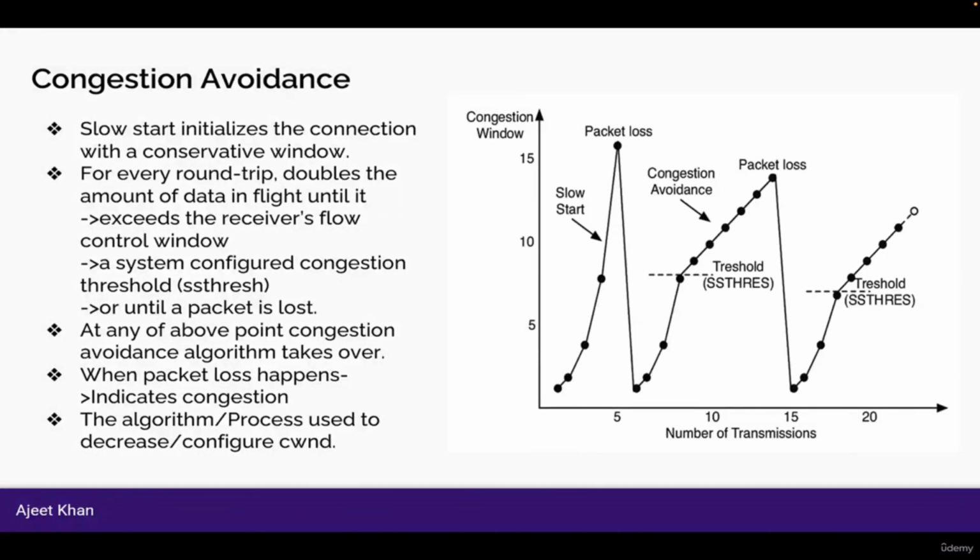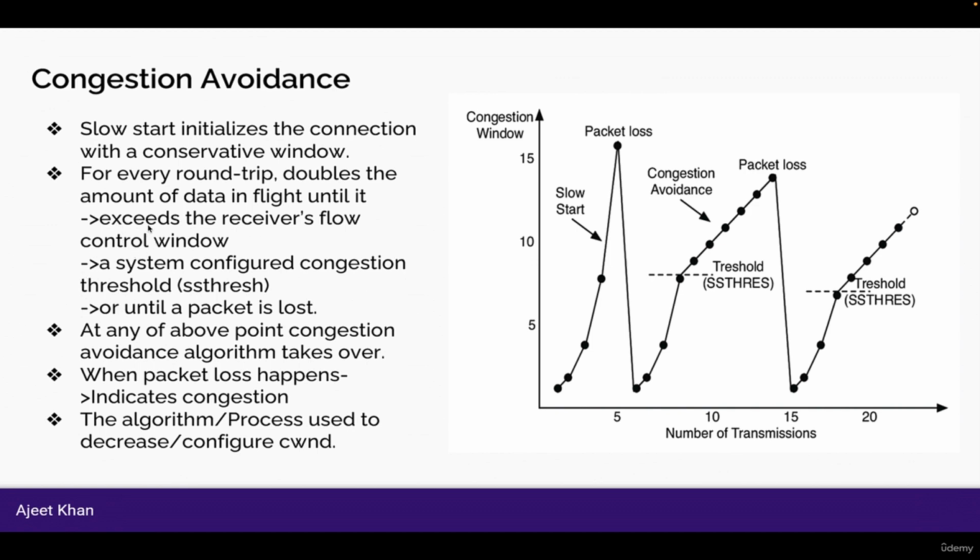In this video we are going to understand congestion avoidance. So we have seen slow start initializes the connection with a conservative value. It picks up a system specified initial value, and for every round trip it doubles the amount of data in flight until it exceeds the receiver's flow control window, or a system configured congestion threshold is reached, or until a packet is lost. So on every round trip or on every acknowledgement, it will double the amount of data it is about to send, and it will keep on doing so until either of these three conditions are met.